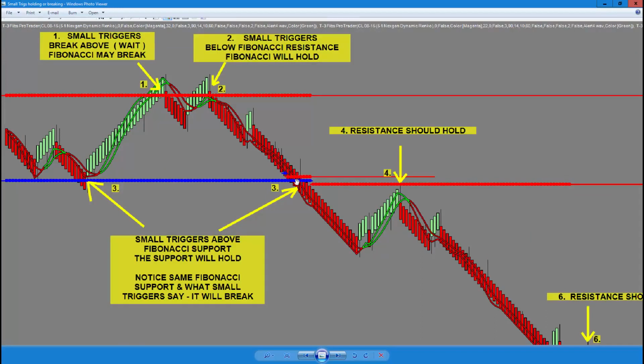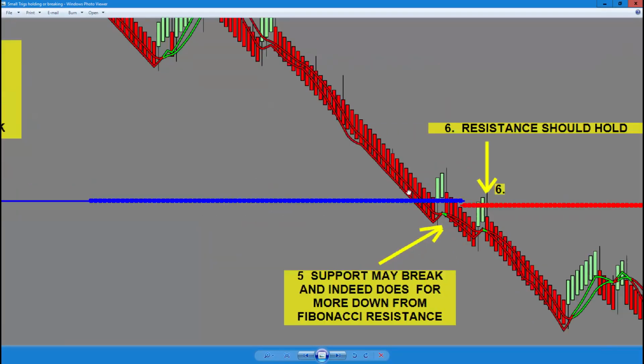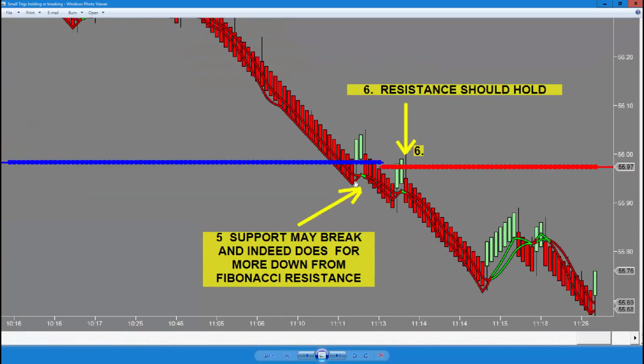So I just want you guys to think in your head, what are the fibs doing? What are the triggers doing around the fibs? And it's going to keep you on the right side of the market. Here's another example of strong triggers getting below a blue Fibonacci support. This support is very less likely to hold and more likely to turn into resistance because of the location of our trigger lines failing to get back above it.